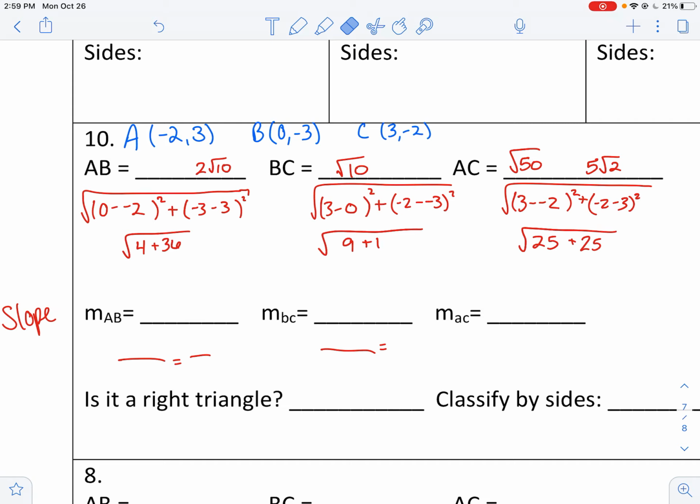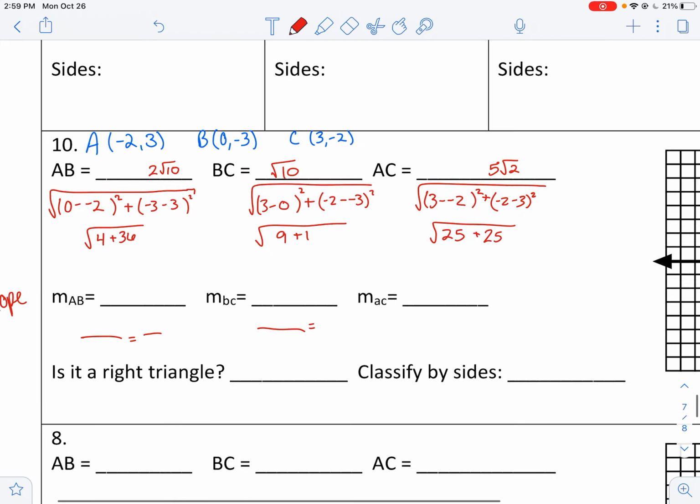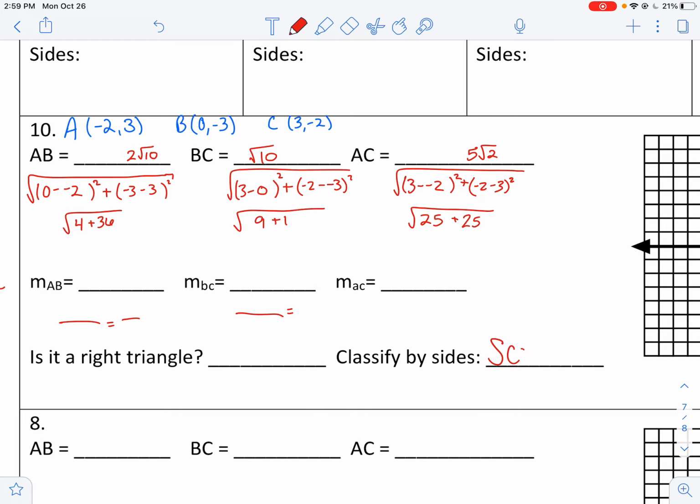So we have 2 root 10, we have 1 root 10, and we have 5 root 2. Those are our 3 side lengths, and we can tell, since they're all different, that that is going to be scalene.